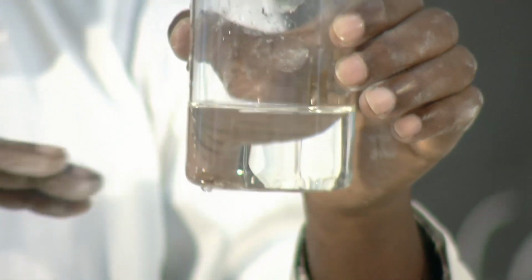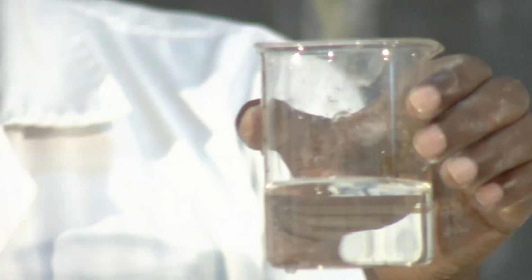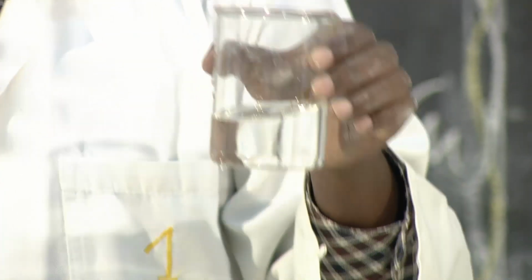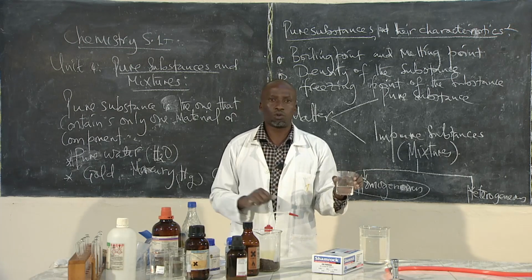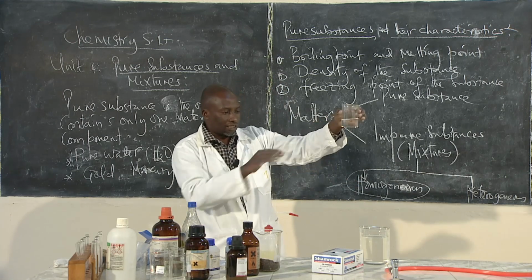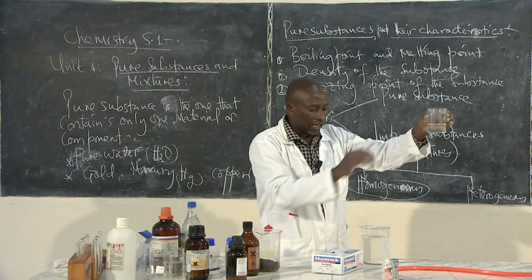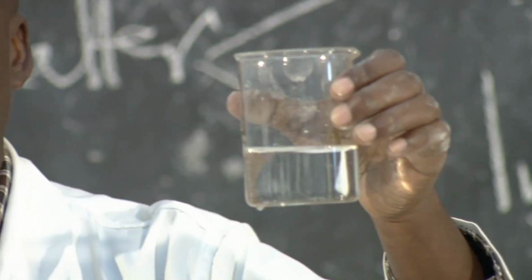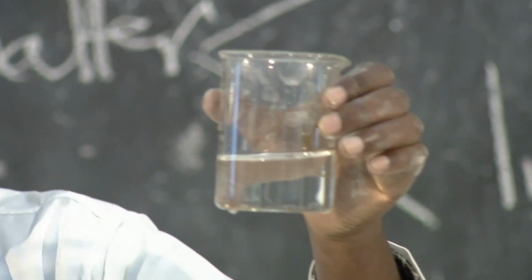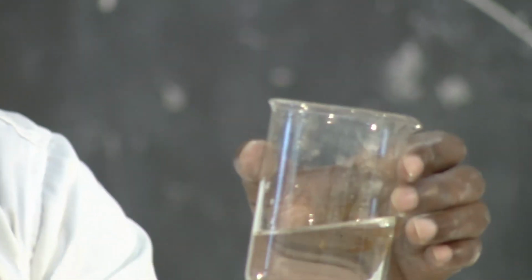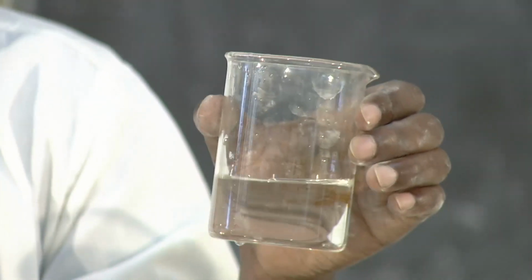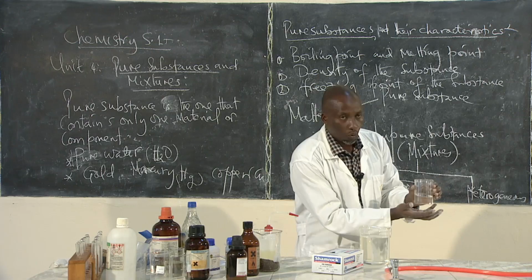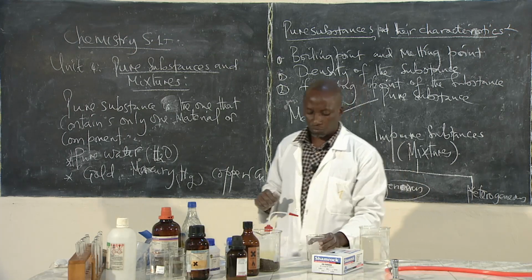What do we mean by homogeneous? In a homogeneous mixture, the components, which may be two or more than two, are uniformly distributed. You can't easily tell, if you look at this mixture, that it contains two components. So it is uniform. This is one of the examples of homogeneous mixtures.